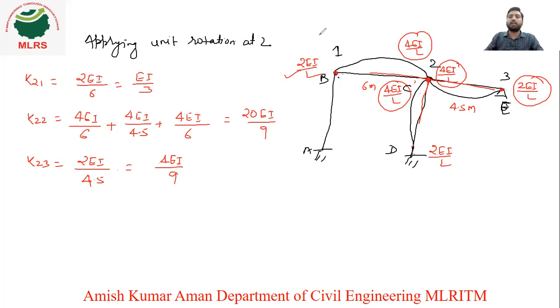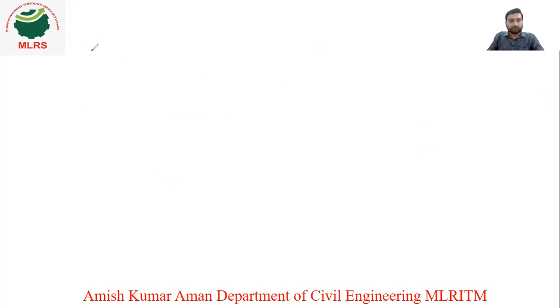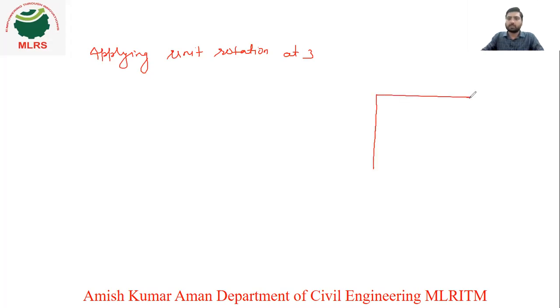So we have already calculated the stiffnesses due to giving unit rotation at 2. Now our third point, because we have 3 points, right? So applying unit rotation at 3. Now we will apply the unit rotation at 3. So what will happen? Let's draw the figure. This is your second coordinate, this is your first coordinate, and this is your third coordinate. Now we need to apply unit rotation at this point.